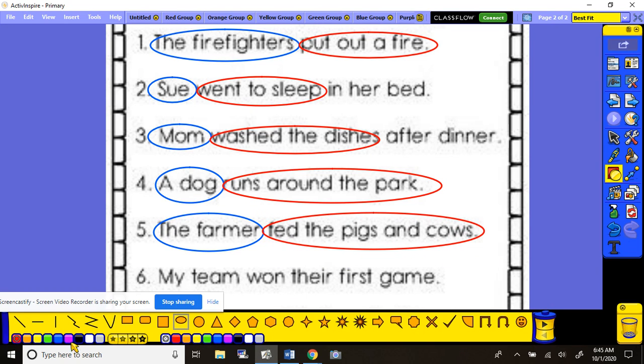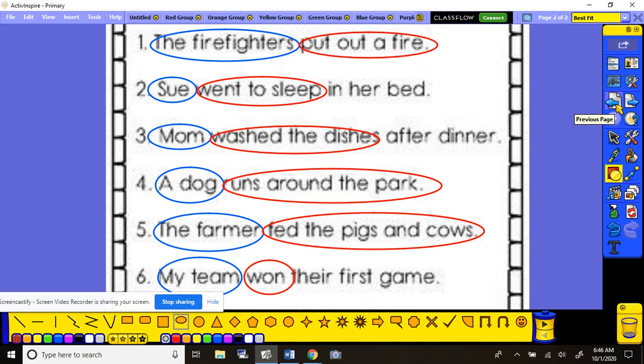All right, last one. My team won their first game. What's the naming part? Who is this sentence about? My team. And what did they do? What's the telling part? They won. They won their first game.